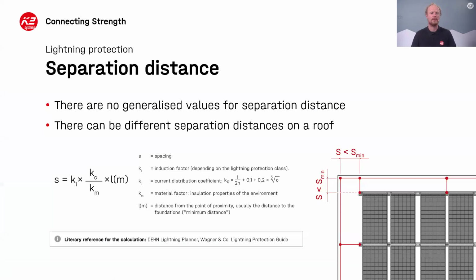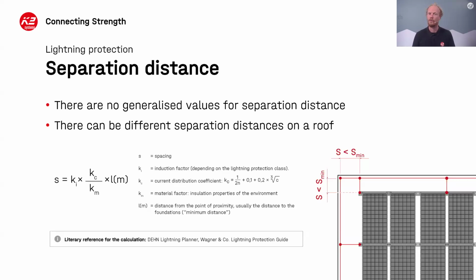The next point, and this is probably the one that has the most confusion or is susceptible to the most errors, is the separation distance. This is a little bit different from the protection area because this is talking about, in plane on the roof, what is the distance between the lightning protection and the PV. And there are no general values or rules that can be summarized quickly here, but there is an equation that can be followed and set up.